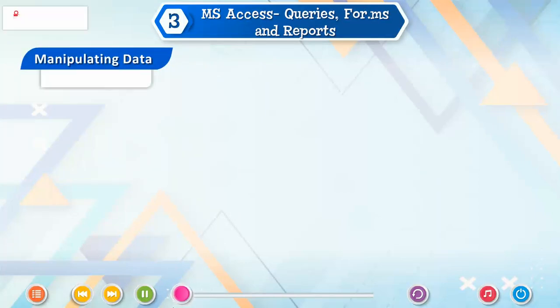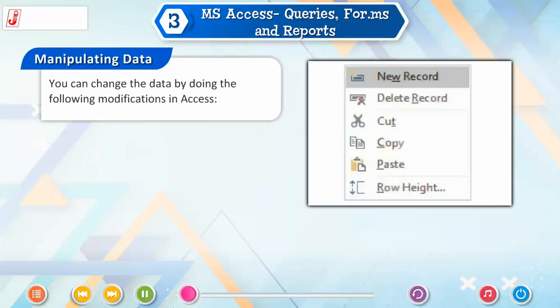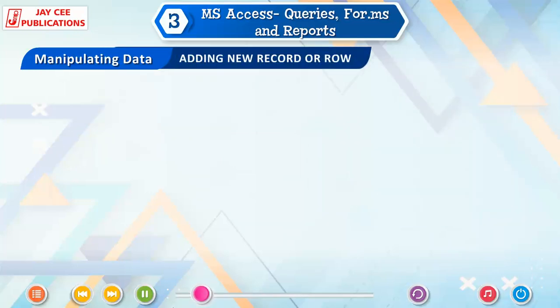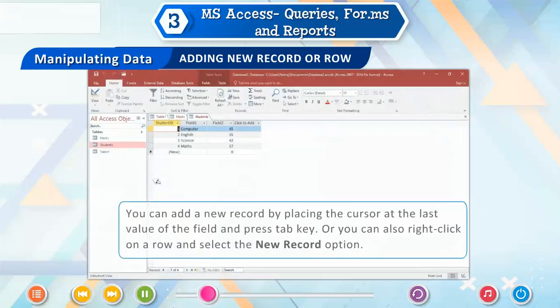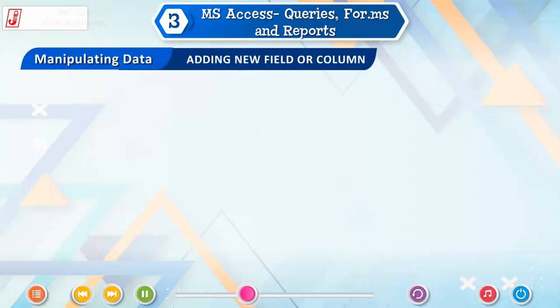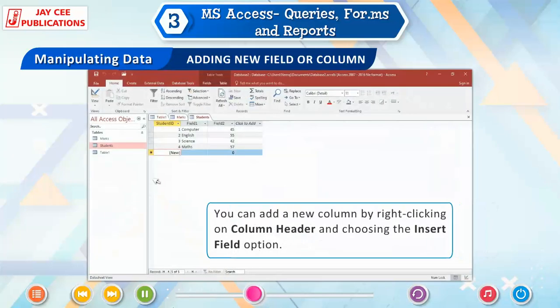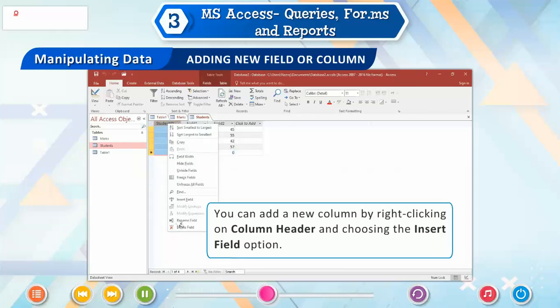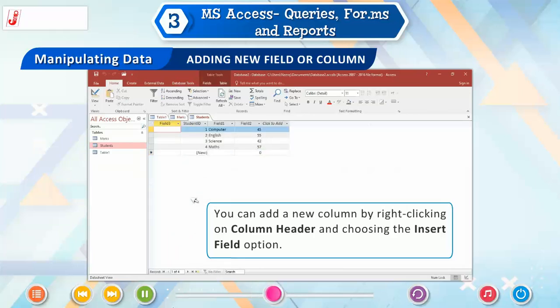Manipulating data. You can change the data by doing the following modifications in Access. Adding new record or row. You can add a new record by placing the cursor at the last value of the field and pressing Tab key. Or you can also right-click on a row and select the new record option. Adding new field or column. You can add a new column by right-clicking on column header and choosing the Insert Field option.